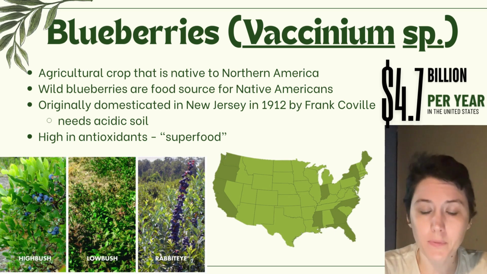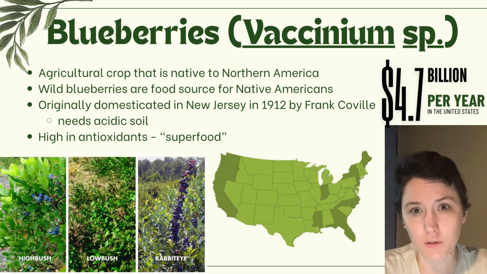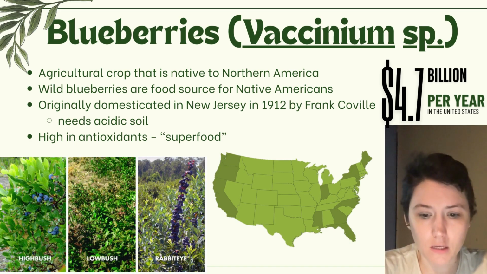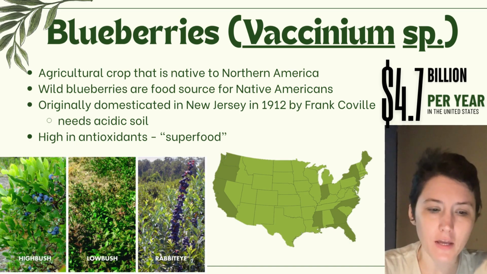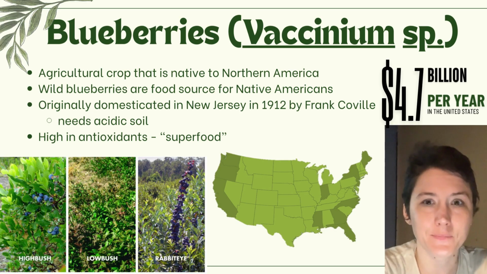In 2020, the US's market for blueberries produced $4.7 billion, and that was produced on about 12,000 farms in the US. There are 3 types of blueberries. There's high bush, low bush, and rabbit eye, which has some variety, and they all have sort of different traits.